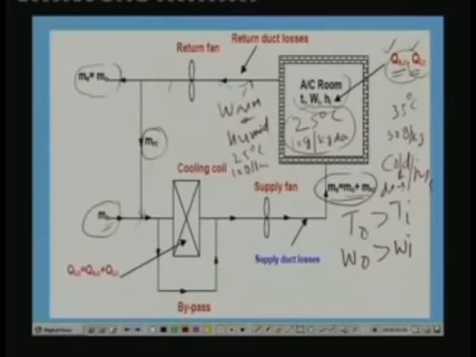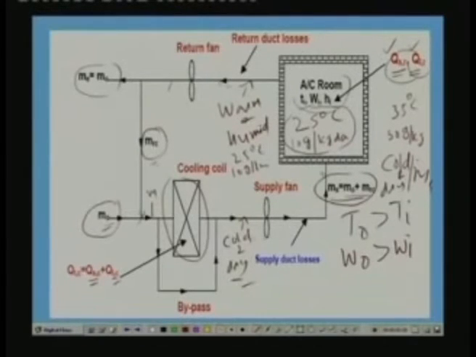So at this point, this recirculated air and outdoor air may get mixed, and you have a mixed air here, and this mixed air is quite warm and humid. Okay, so it has to be made again cold and dry. So it is made to flow through a cooling coil. As it flows through the cooling coil, it rejects sensible and latent heats to the cooling coil, and in that process the air becomes cold and dry. Okay, so this cold and dry air is again supplied to the building.